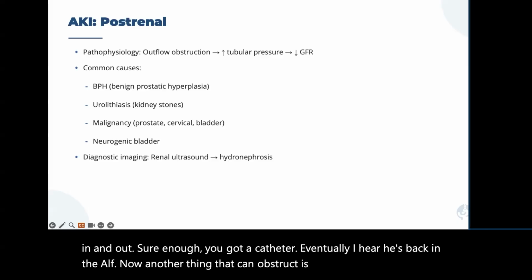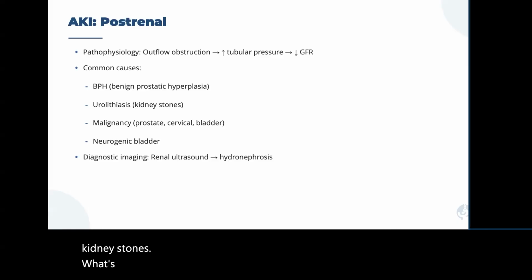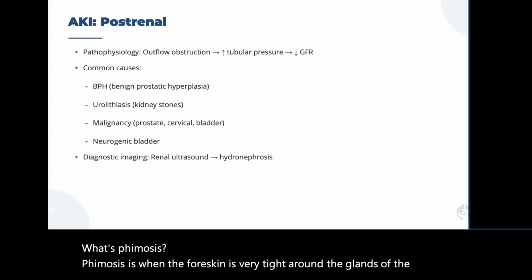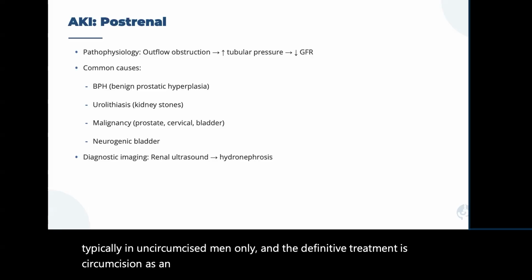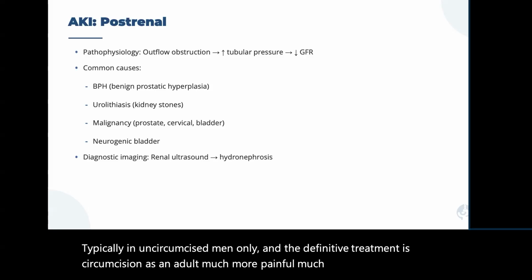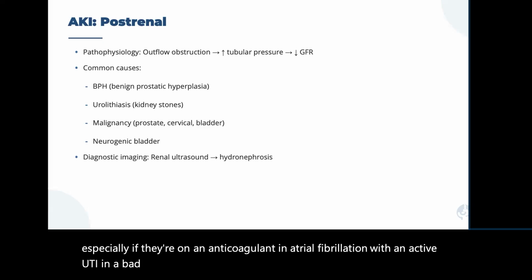urolithiasis. Urolithiasis, kidney stones. What's phimosis? Phimosis is when the foreskin is very tight around the glans of the penis, typically in uncircumcised men only, and the definitive treatment is circumcision. As an adult, much more painful, much more problematic, especially if they're on an anticoagulant in atrial fibrillation with an active UTI and a bad prostate. See, that risk factor just kind of went up through the roof there.